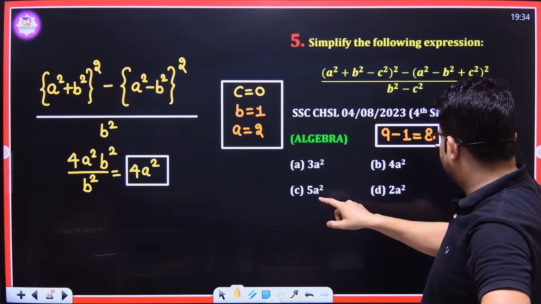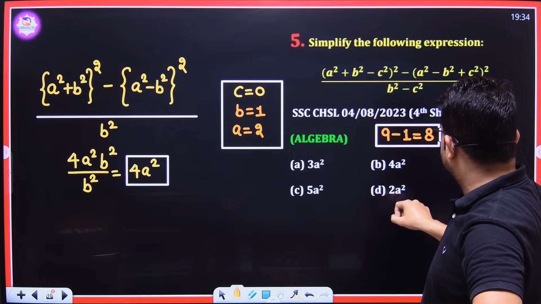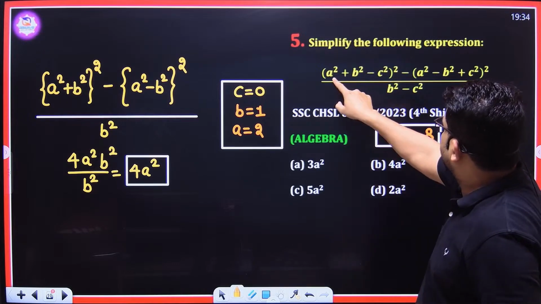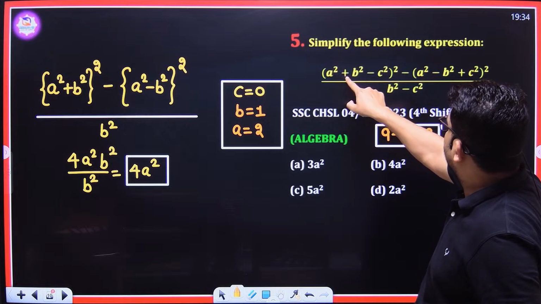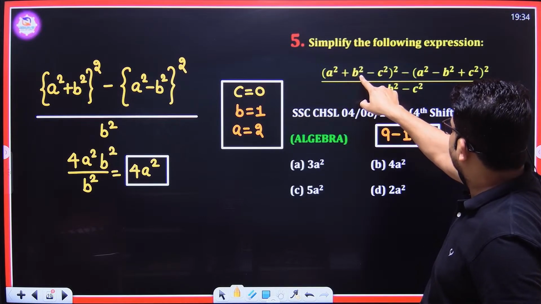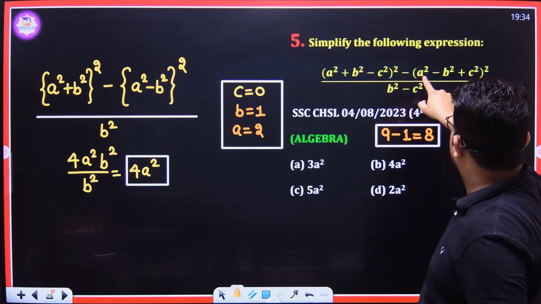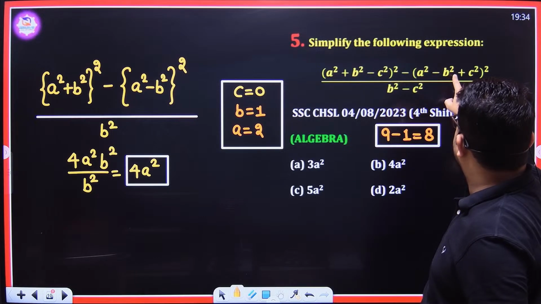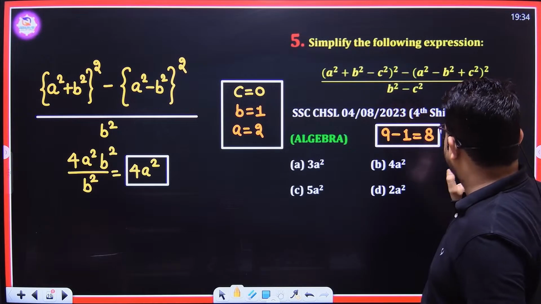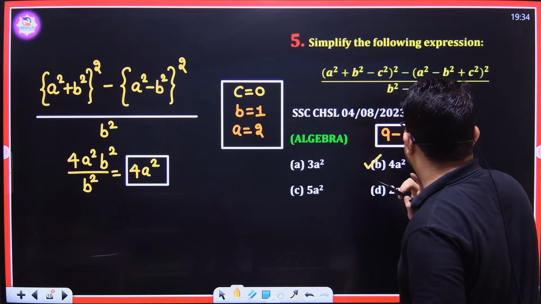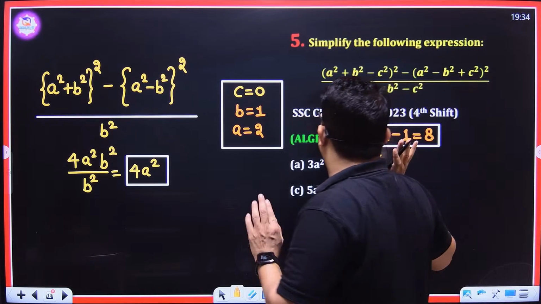give me another answer. See, I can put the value of a equal to 1: 1 square, 1 plus 1, 2, 2 whole square is equal to 4, minus 1 minus 1, 0, 0, and 4 will be the answer. If I put a equal to 1, 4 is the answer. If a equal to 1, then this one is my answer. See, I got my mistake.